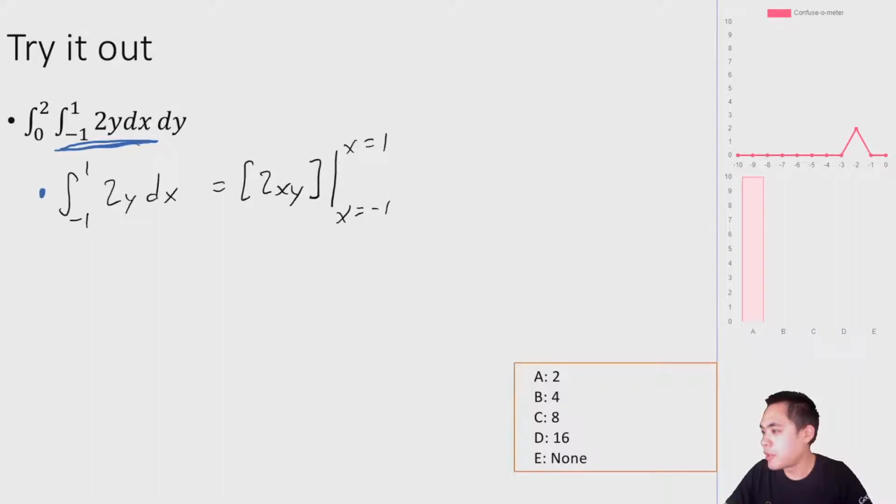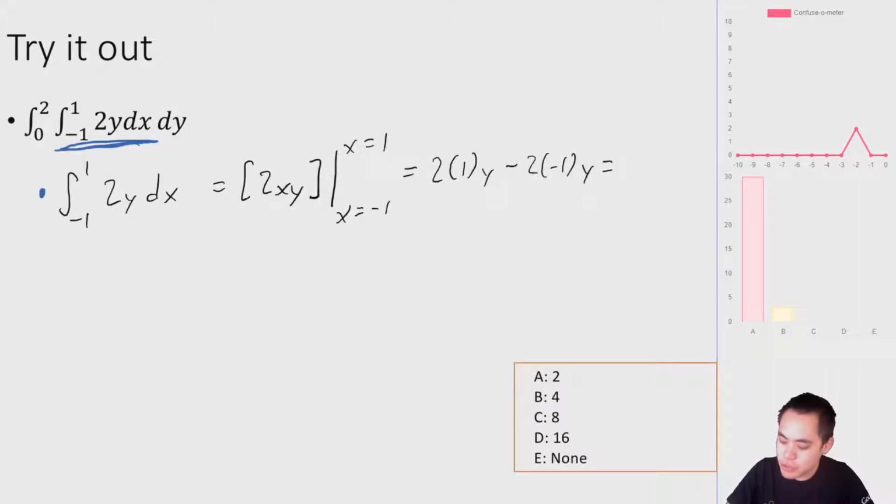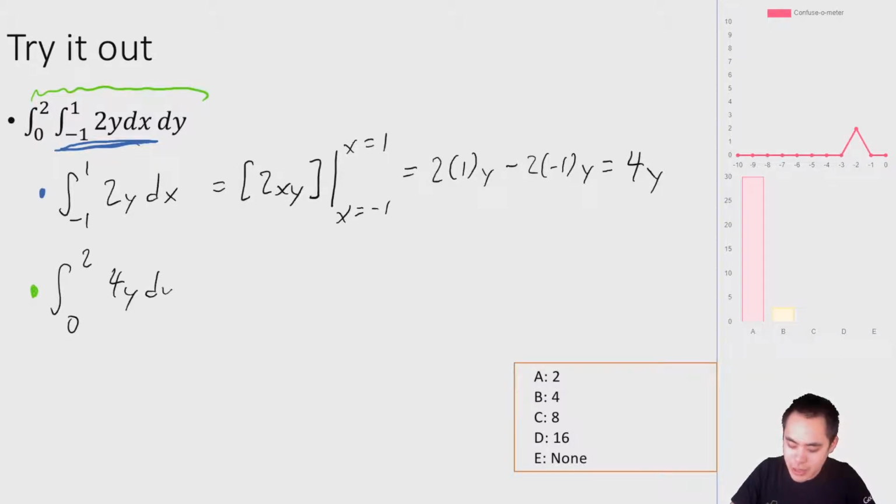Looks like we got a couple other answers. So this is equal to 2 times 1 times y minus 2 times minus 1 times y, which is equal to 4y. And now we need to do the outside step using 4y. So when we do this outside step, that's the integral from 0 to 2 of 4y dy, which is equal to 2y squared from y equals 0 to y equals 2, which is equal to 8 minus 0, which is equal to 8.